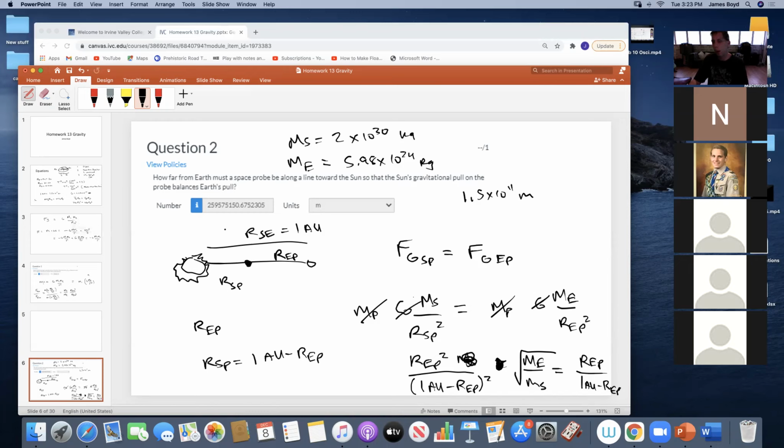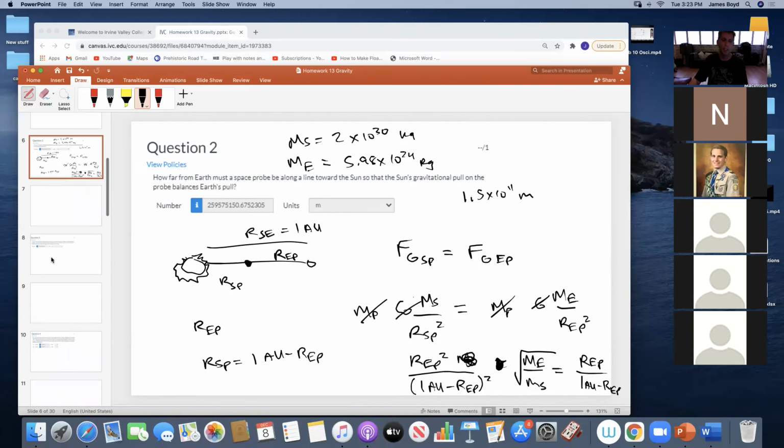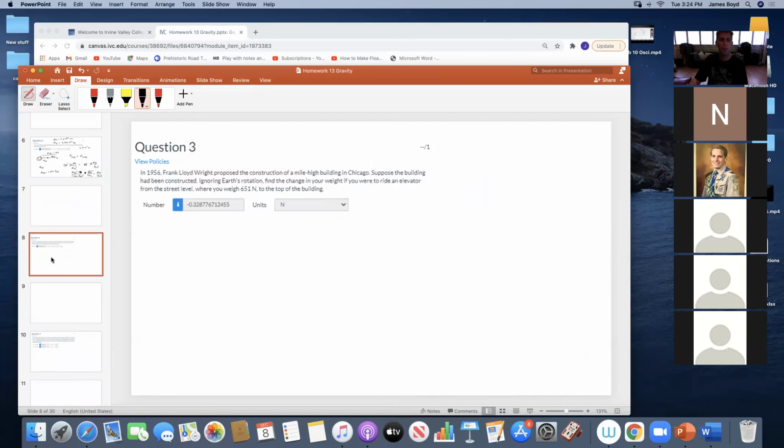This is a weird Wiley problem where you had to somehow get the radius from the sun to the probe in terms of the radius from the Earth to the probe. And that's how you do it. I wouldn't do that to you guys. That's a little too difficult on an exam, because if you can't do it, that just says you don't understand the math, but it has not a lot to do with physics.